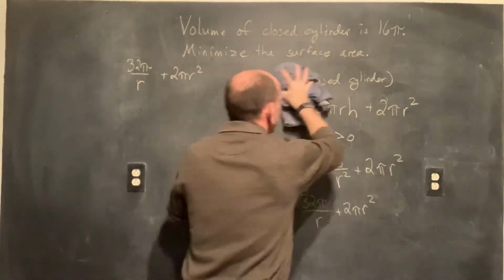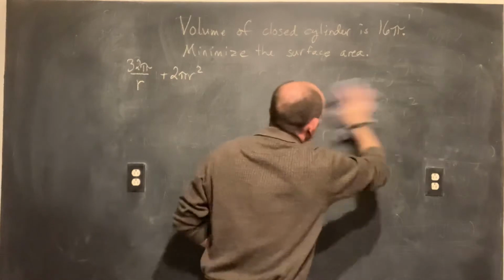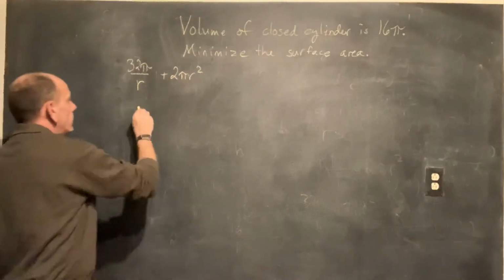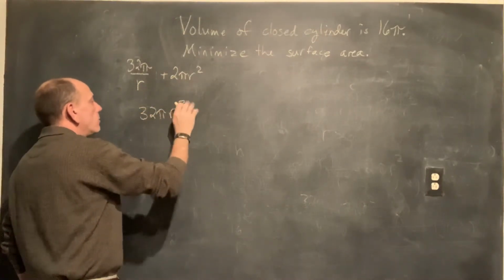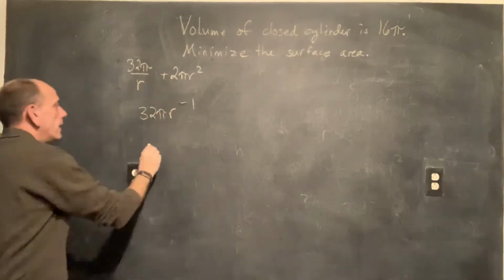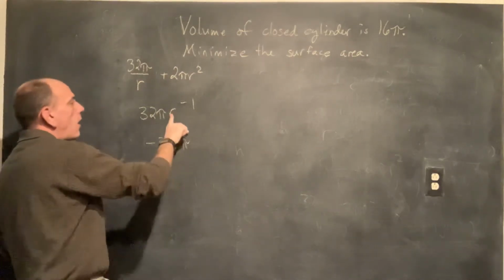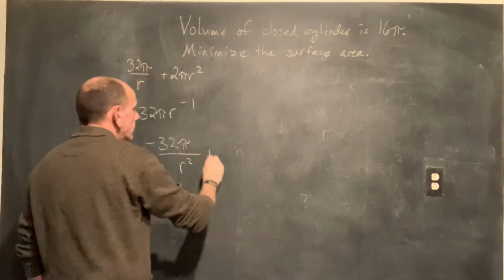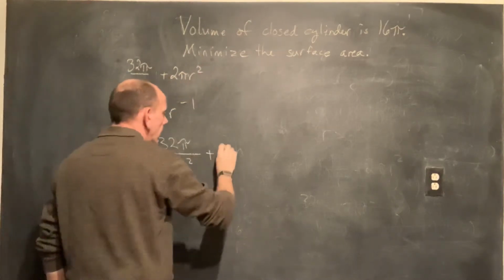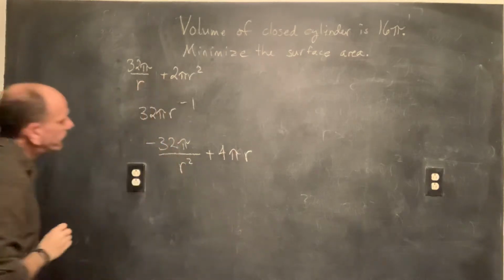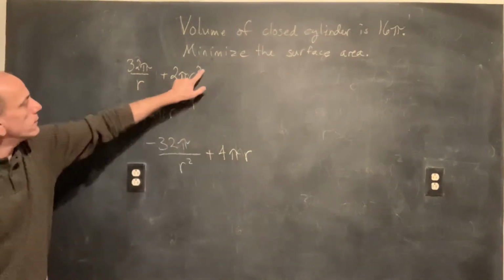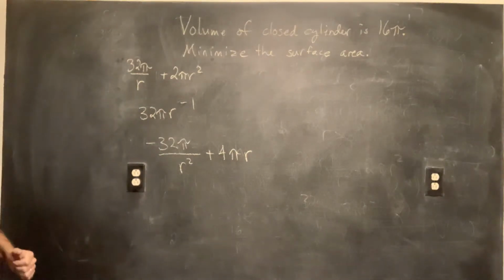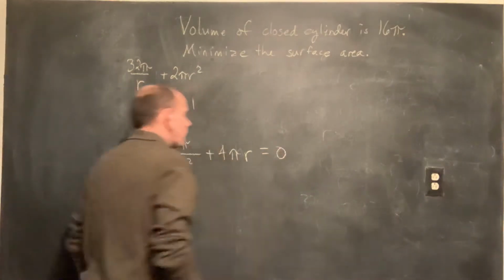Let me just do some space here. There's our objective function. I'm going to take the derivative. Now this is 32 pi r to the negative 1. So I'll get negative 32 pi r to the negative 2, so that's r squared, plus 4 pi r to the first power, right? Because the 2 times 2 gives me the 4, and then subtract 1. So there's my derivative of the objective function, and I want to know where this is equal to 0.